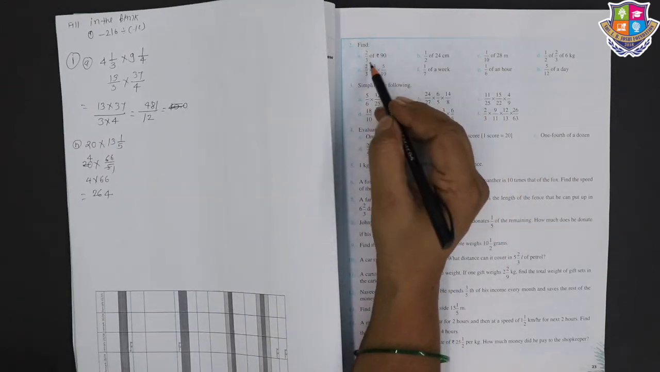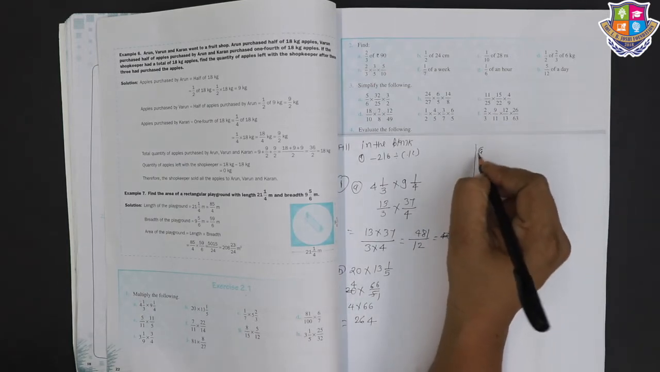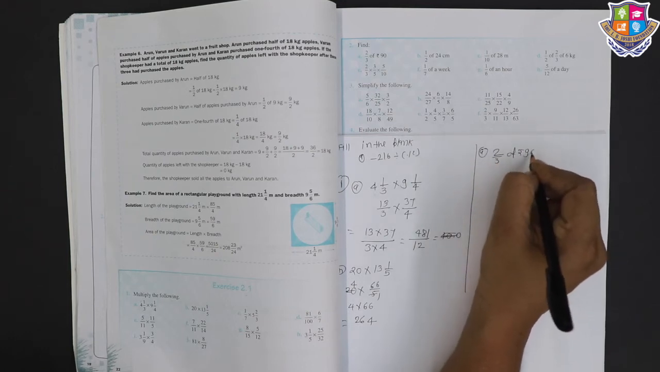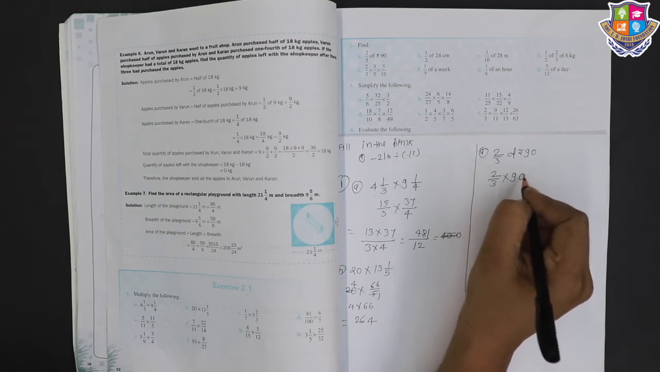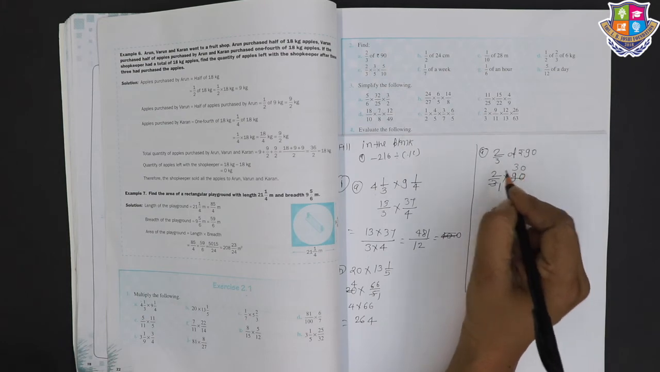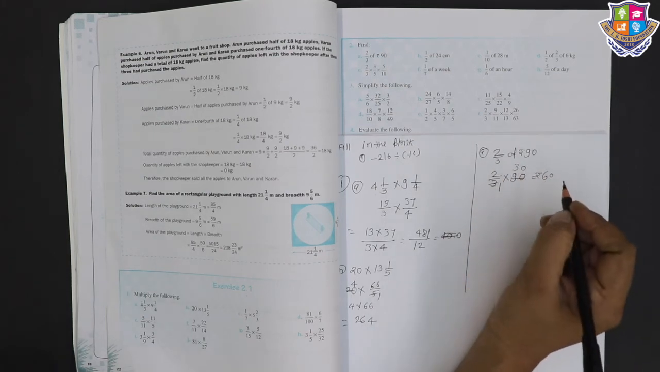Find 2 upon 3 of rupees 90. So here you can say A, 2 upon 3 of rupees 90. Okay. So 2 upon 3 of means the multiplication of 90. 3 ones are 3, 3 threes are 9, 3 0 0, and 3 twos are 60. So here you have to write rupees 60.